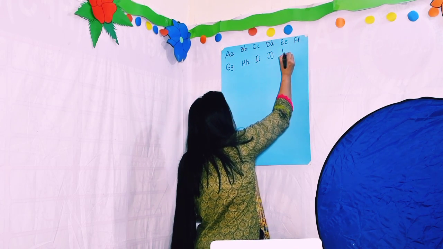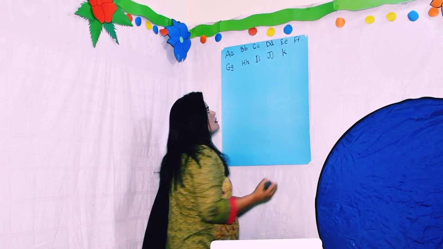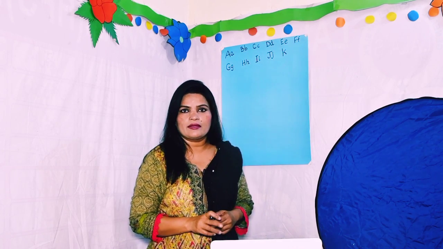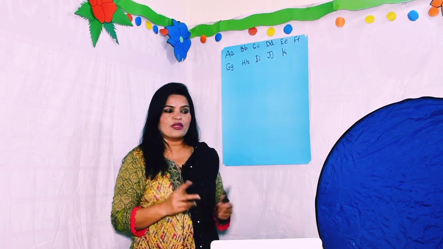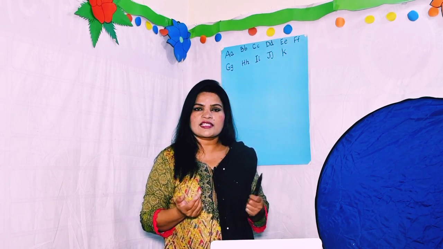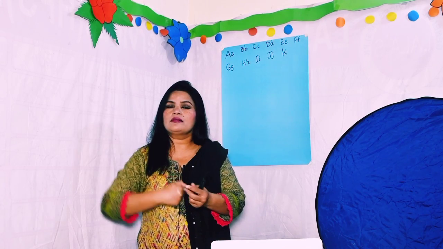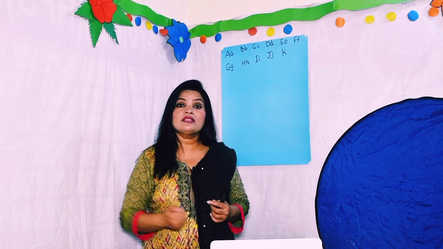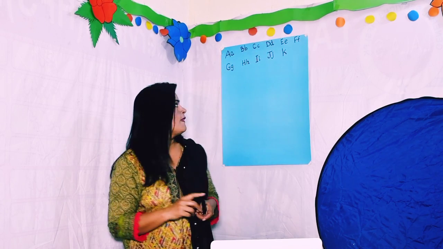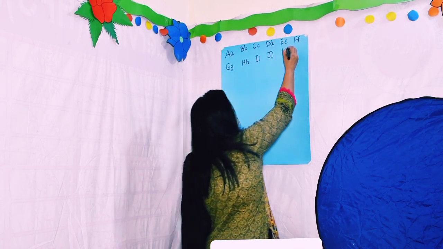Which letter is this? This letter is K. And what is the sound of K? Sound of K is K. K means kite. K for kite.